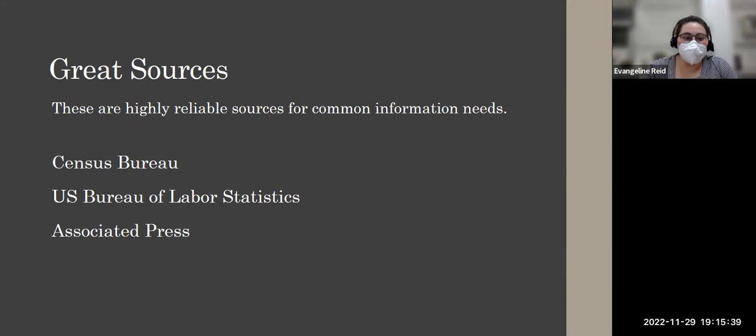These are a few really highly credible sources that are used by a lot of different students for a lot of different information needs. One is the Census Bureau, which gives you demographic information about America as a whole, as well as individual locations. There's also the U.S. Bureau of Labor Statistics, which is workforce information. And the Associated Press is a really great source for news and other types of breaking information.